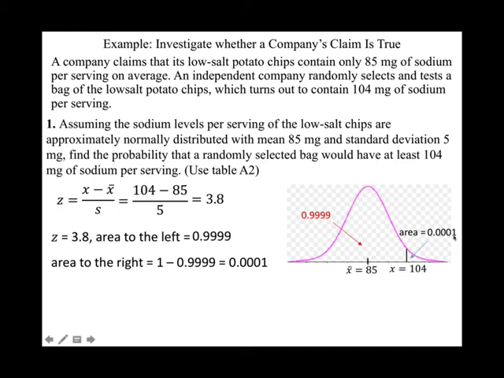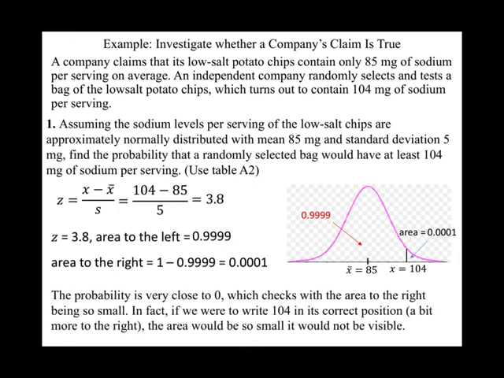0.0001, the probability is very close to 0. Okay, so actually for my picture in here, the 104 should be really far to the right, somewhere like here. Since the area is really small, it would not be visible. We may not see it like this.